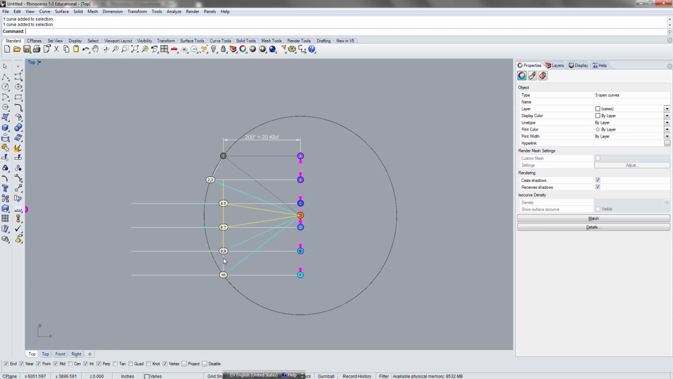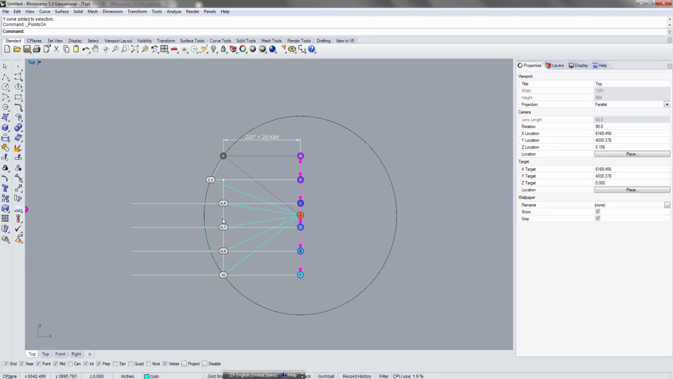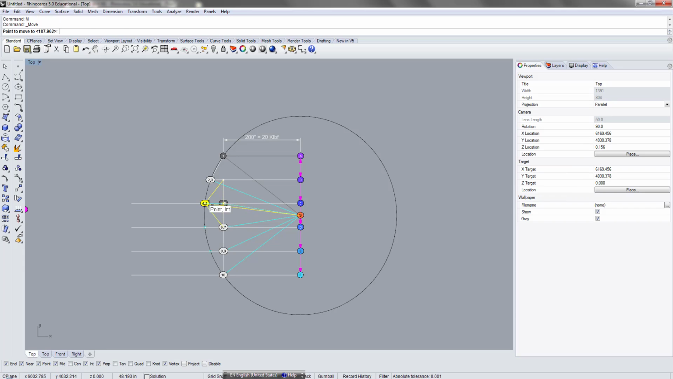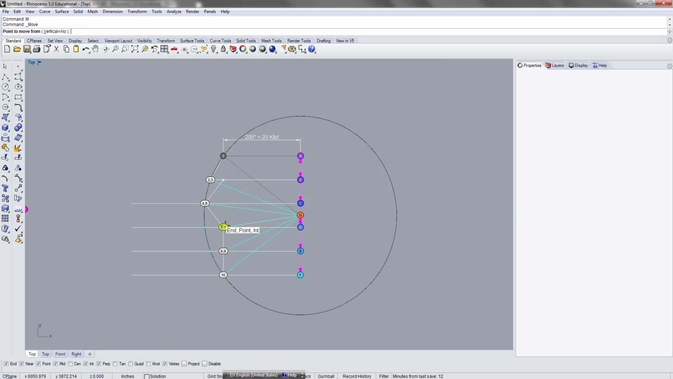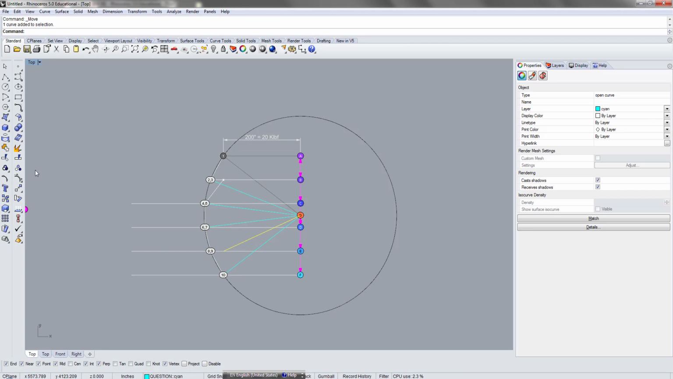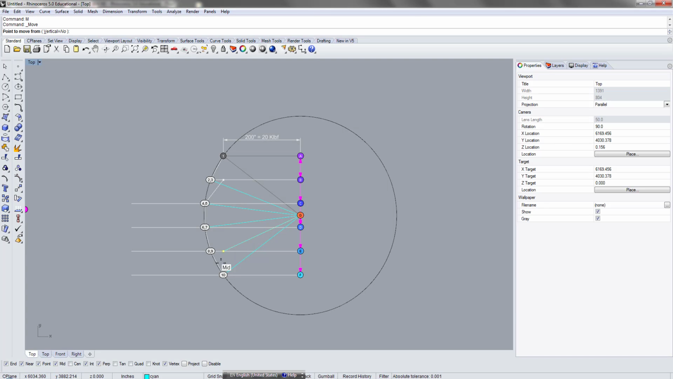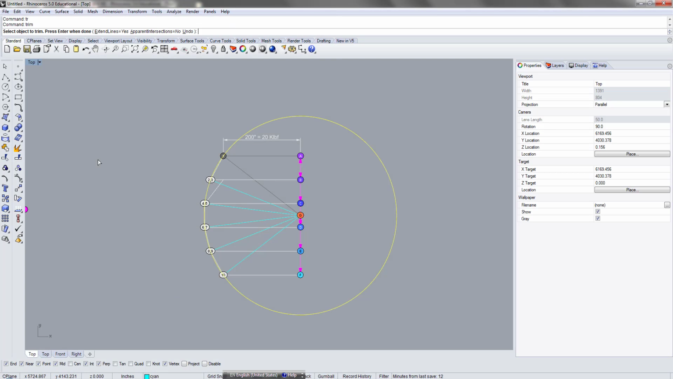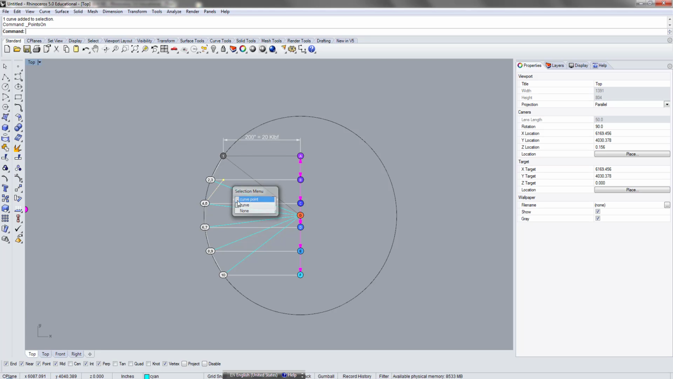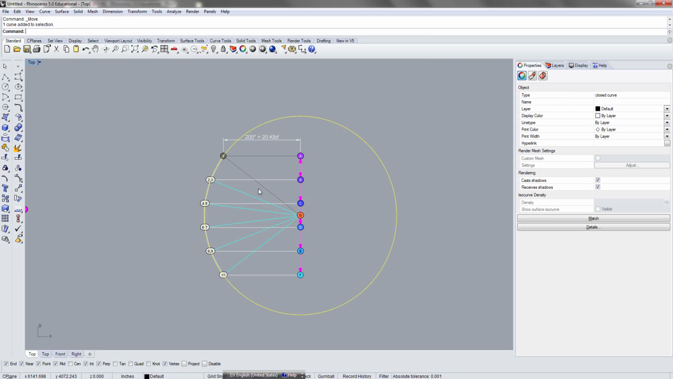I'm going to turn the edit points on for all of these. Now point 4, 5 needs to move to this intersection. Point 6, 7 needs to move to that intersection. Point 8, 9 needs to move to that intersection. Therefore, the resulting diagram would look like this.